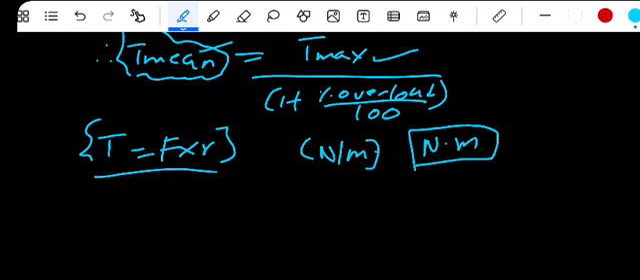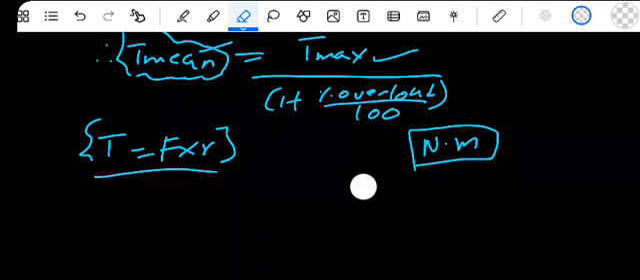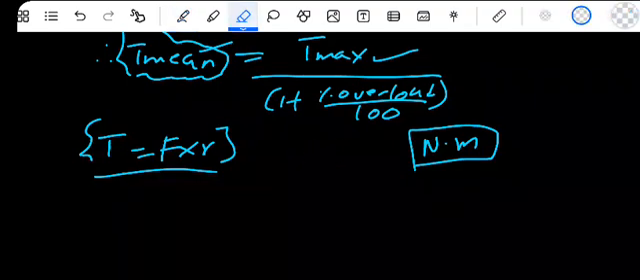It's not per meter, so you cannot say Newton per meter. It's Newton meter, measured in Newton meter.